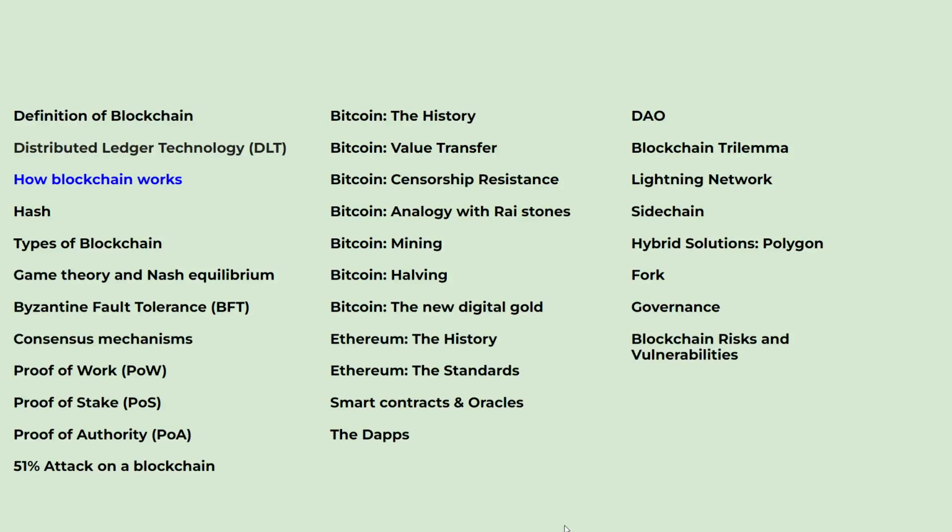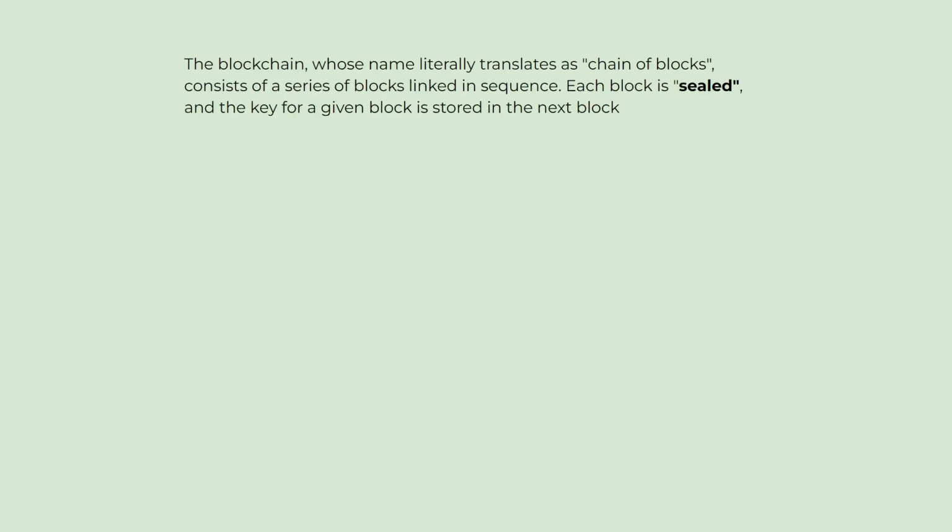How the blockchain works. The blockchain, whose name literally translates as chain of blocks, is made up of a series of blocks linked in sequence. Each block is sealed, or in other words, locked with a key, and the key for a specific block is stored in the next block.